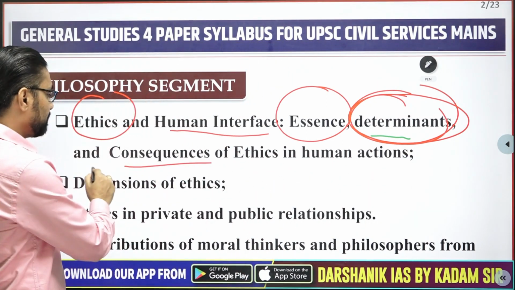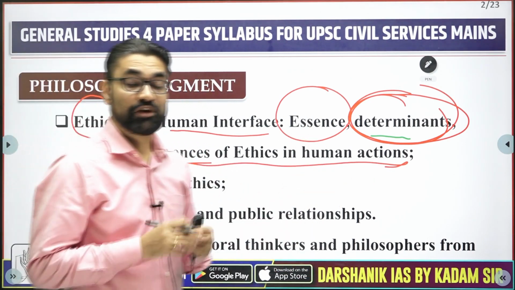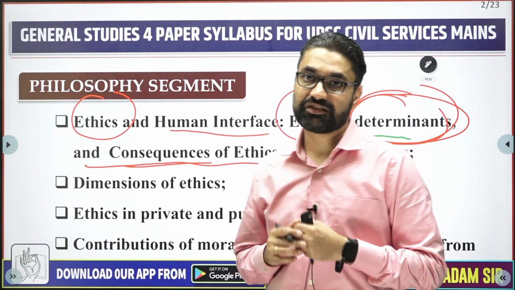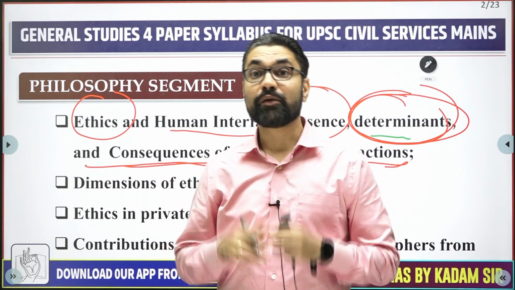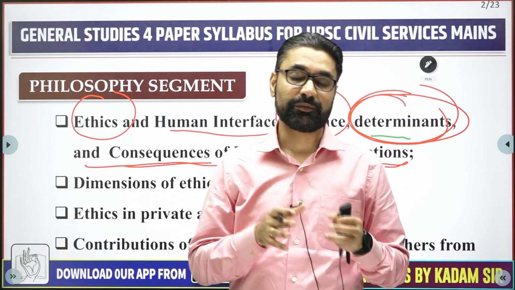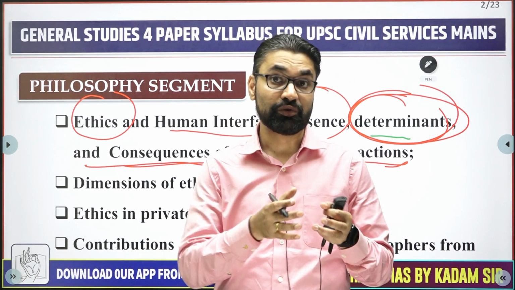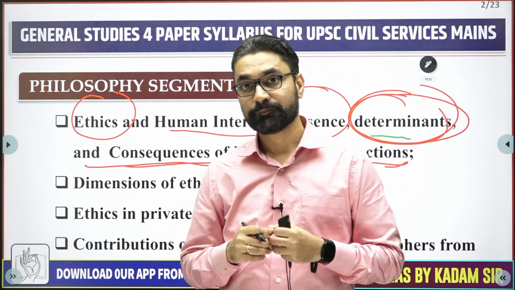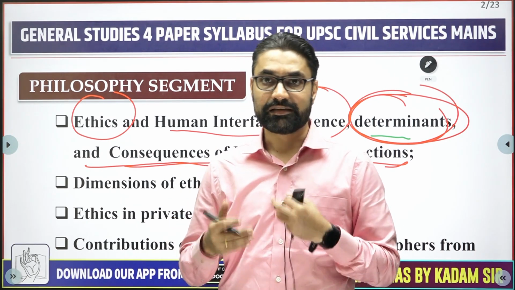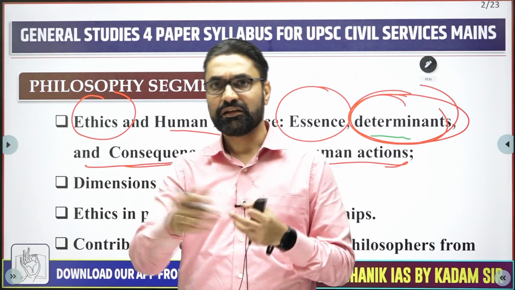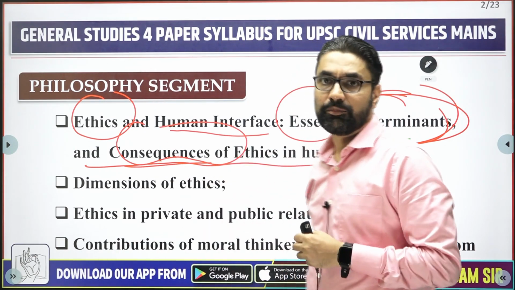Then the syllabus says the next topic is consequences of ethics in human actions. So what consequences does ethics have in human actions? Why is ethics essential? Here we will have very open-ended debates. Why should one be ethical? What are the consequences of ethics? If someone is not ethical, what will happen to an individual, to an organization as a whole? What are the advantages of being ethical? What are the disadvantages of being unethical, etc.? So these are the consequences of ethics in human action. This is again a very basic debate, or basic understanding of the part.